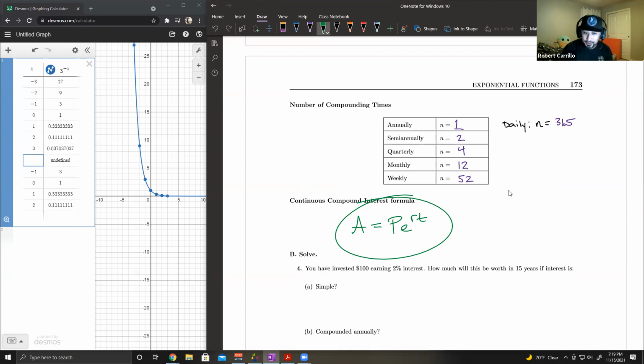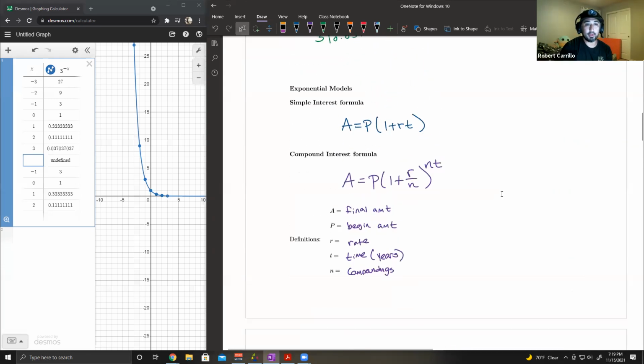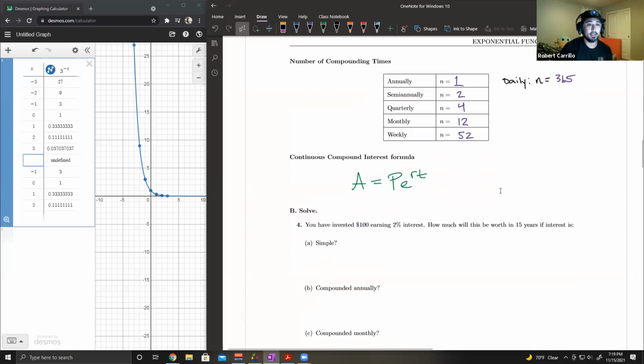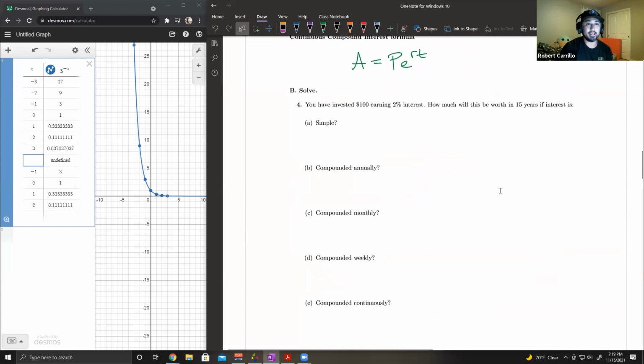And it's even cooler when you apply it to money. That's what we're worried about, right? So this can tell you how exponentially your money will grow if you invest it correctly. Okay, so those are our 3 formulas. You have simple interest, compound interest, and you have PERT, continuous compound interest. So let's try these out.